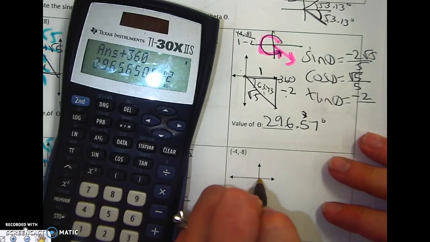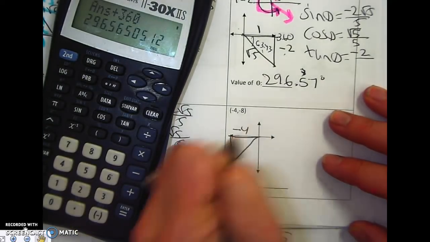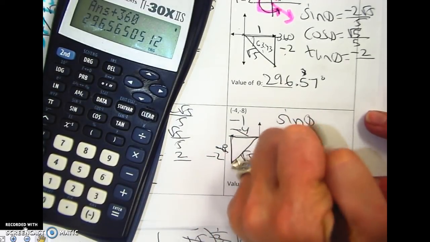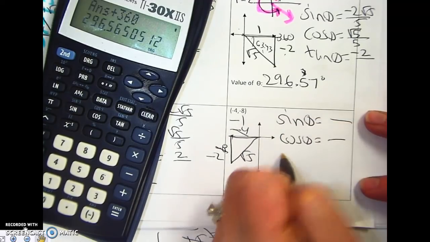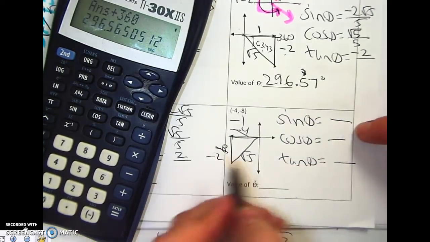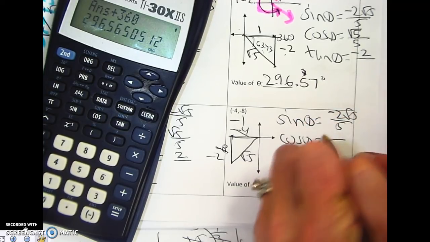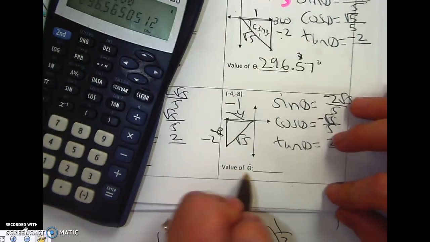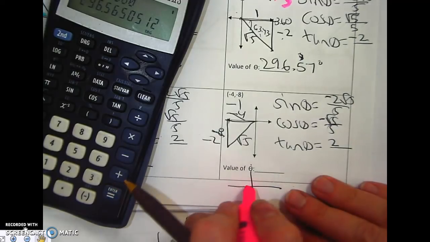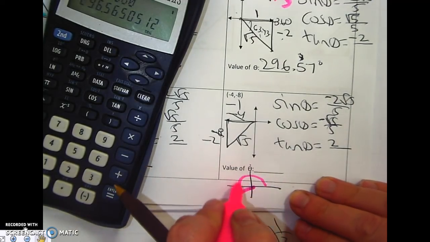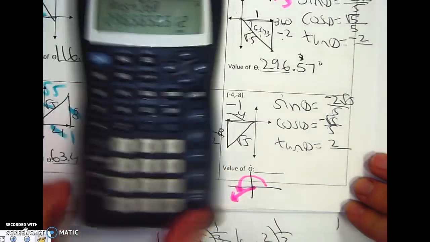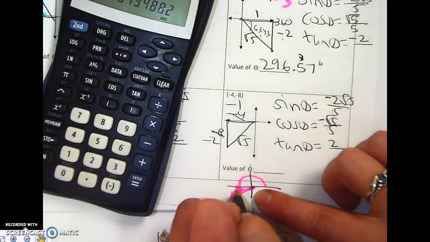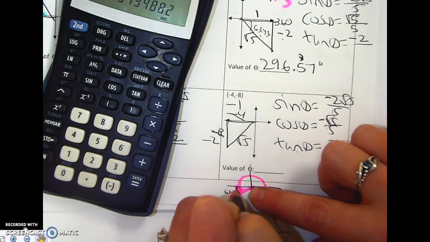Last one, left 4, down 8: negative 1, negative 2, rad 5. Sine, cosine, tan: negative 2 rad 5 over 5, negative rad 5 over 5, and 2. I know that I'm finding third quadrant in standard position. So I'll do the inverse tan of 2, which I think will tell me the first quadrant because it's positive. And it's 63.43. So that tells me this reference angle right here, 63.43.